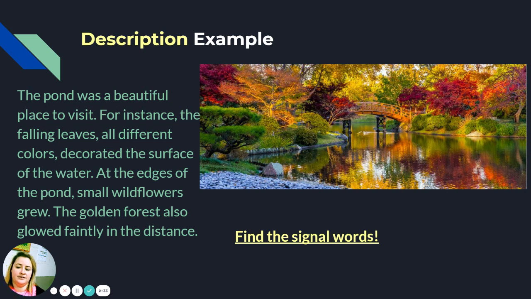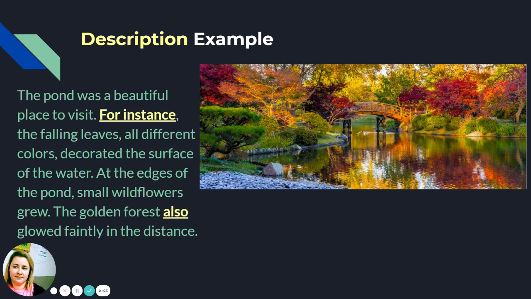So look for those signal words. Pause the video, see if you can find them. Look for those spatial order words, describing where things are spatially. The pond was a beautiful place to visit. So we see, for instance, we could even say at the edges of the pond, that's describing where something is. And of course, we're going to see the word also.